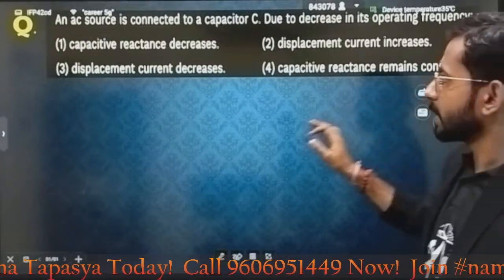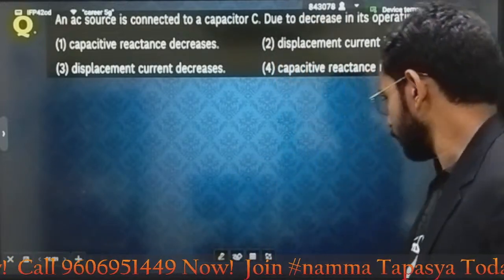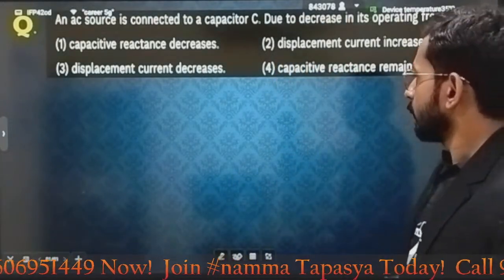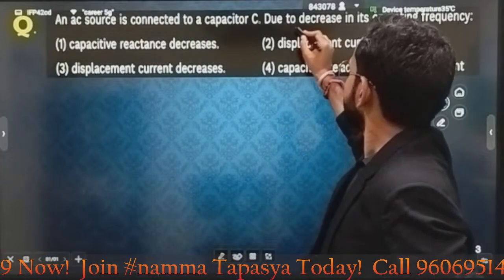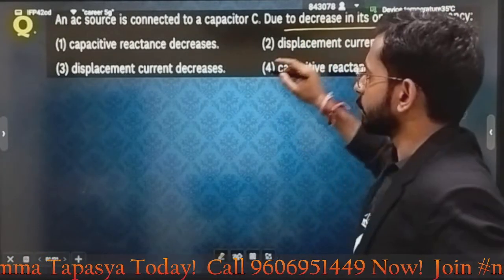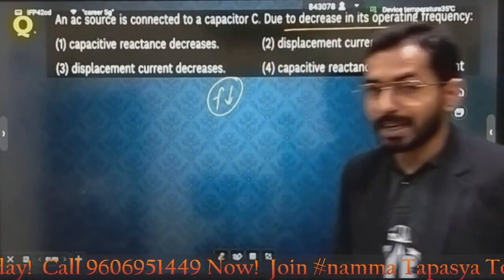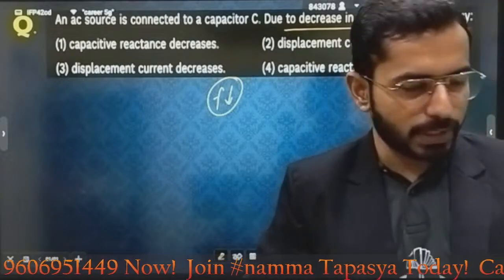An AC source is connected to a capacitor C. Four options are given. What is the condition here? Due to a decrease in its operating frequency, that means you are decreasing the frequency. Due to that, what will be happening? That is what you have to judge.